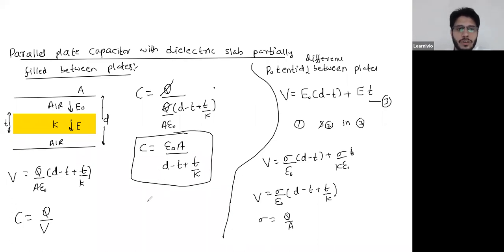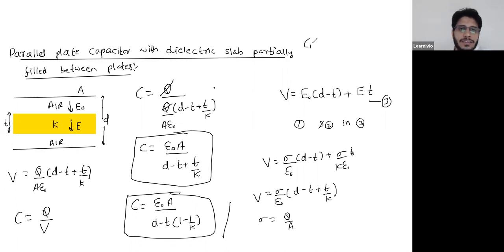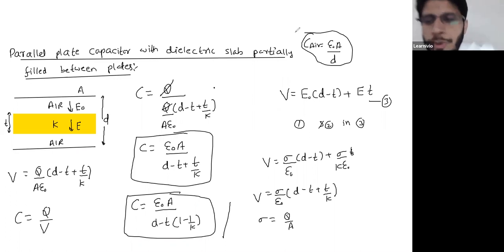You can do one more thing. In denominator, you can just take this T as common and you are left with just 1 minus 1 by K. Joanna, can you compare this capacitance with that of parallel plate capacitor having air? This is epsilon naught A by D. When the medium between the plates of capacitor is air, then the capacitance is epsilon naught A by D. Can you compare this result with C air? This C is greater than C air, less than C air, or equal to C air? Joanna.